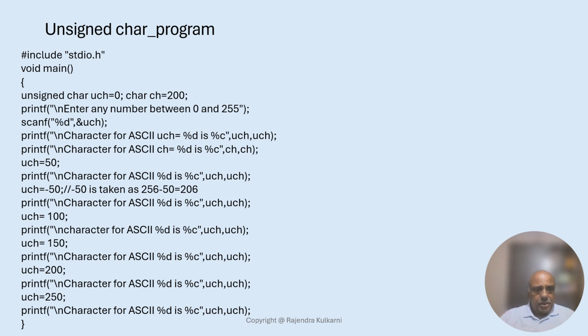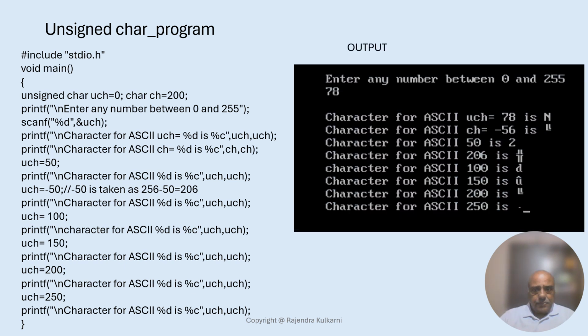Here we have assigned a value of 200 to char CH. CH is a signed char type variable, it cannot hold 200. What will be the output? That is interesting to see. We will see the output for each of these printf statements.